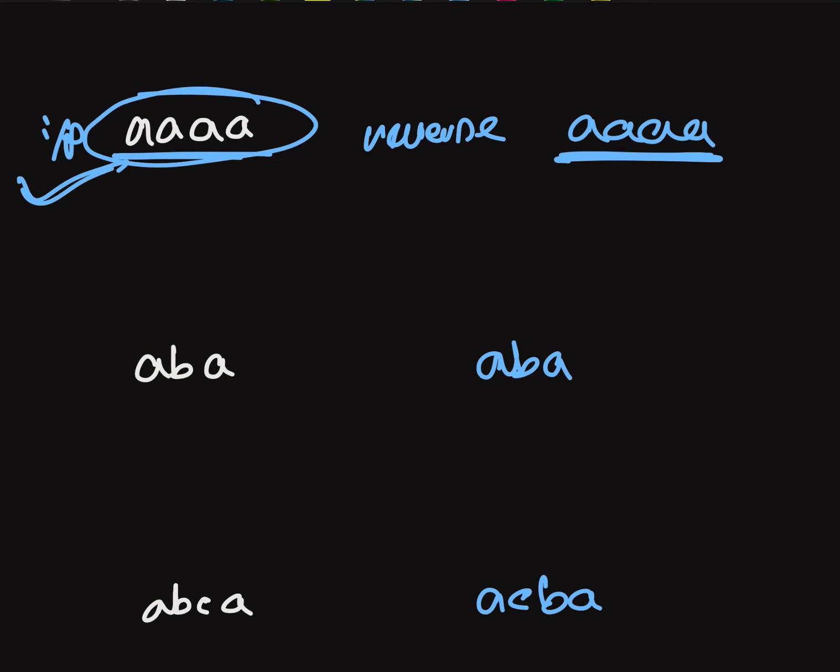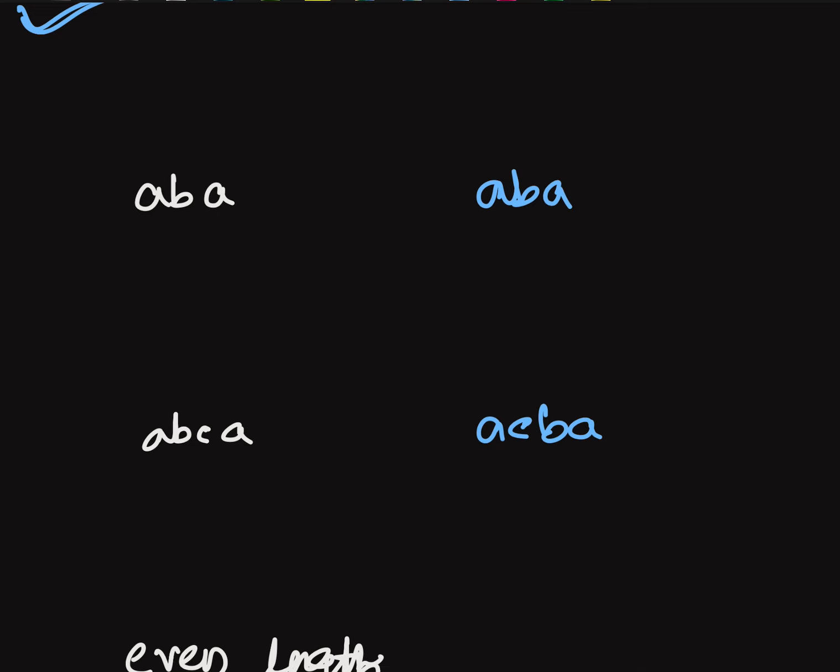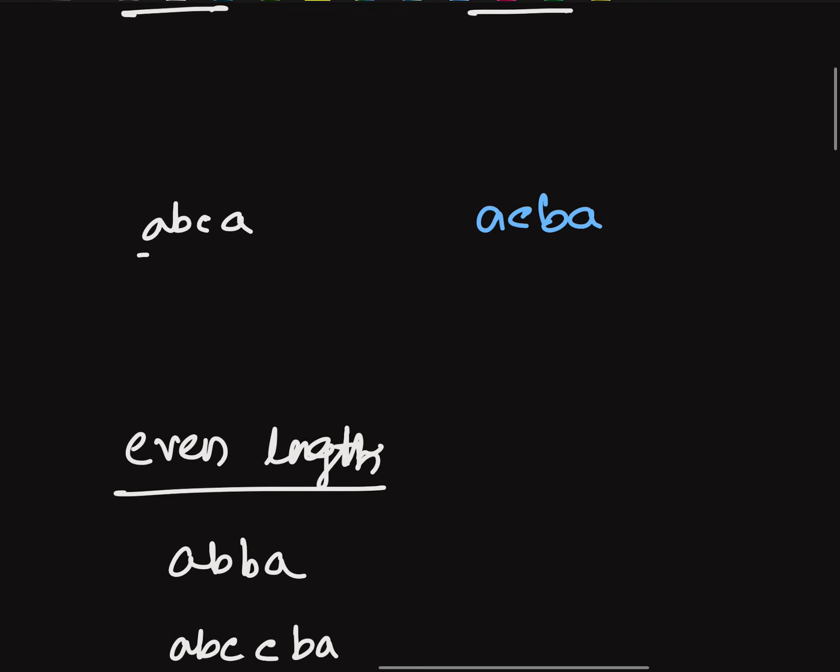Next is ABA. If we reverse this, it will be again ABA. Both are equal, so this is also a palindrome. Now the next input string is ABCA. If we reverse this, the reverse string will be ACBA. Both are not equal, so this is not a palindrome.